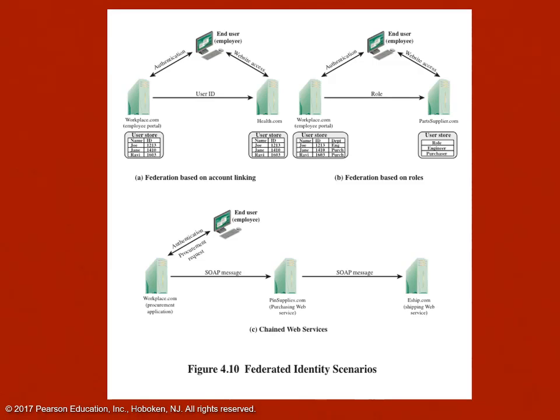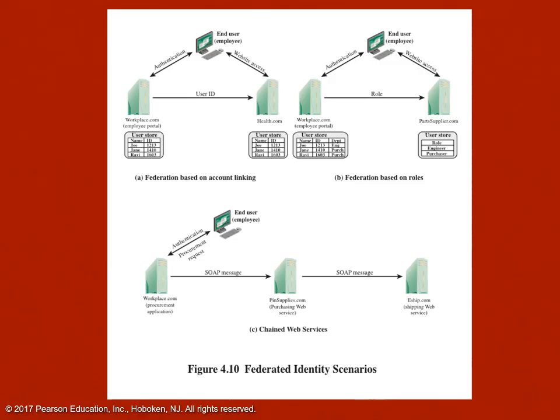The procurement application generates an XML SOAP document that it inserts into the envelope body of an XML-based message. The procurement application then inserts the user's credentials into the envelope header of the message, together with the workplace.com security token. The procurement application posts the message to the Pin Supplies purchasing web service. This service authenticates the incoming message and processes the request. The purchasing web service then sends a SOAP message to its shipping partner to fulfill the order.